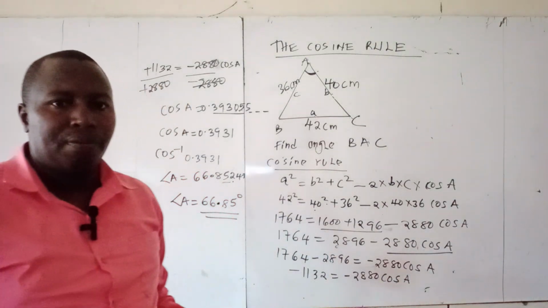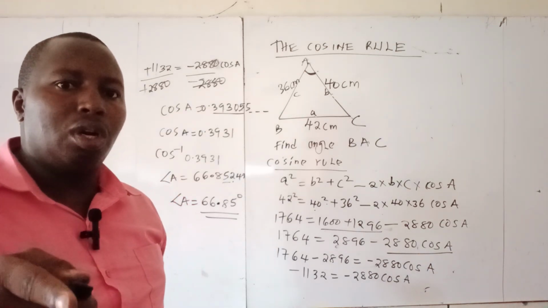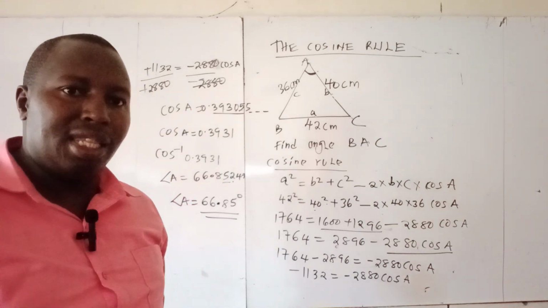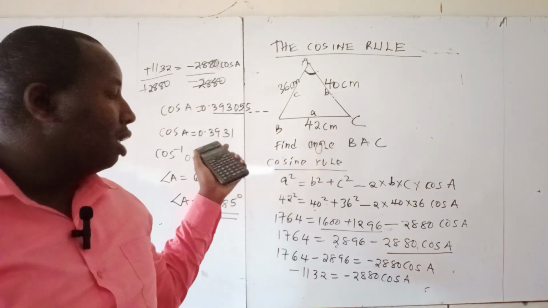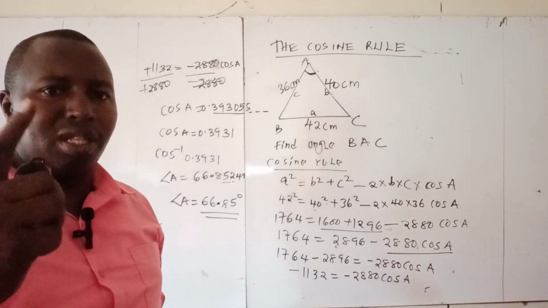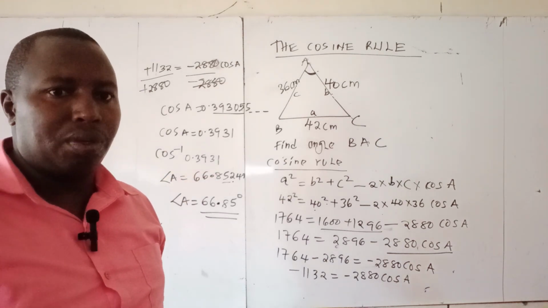66.85 degrees. And that is how you solve a question using the cosine rule, how to find the angle. You can see you are given the 3 sides, and then you want to find one of the angles. So that is one of the questions.